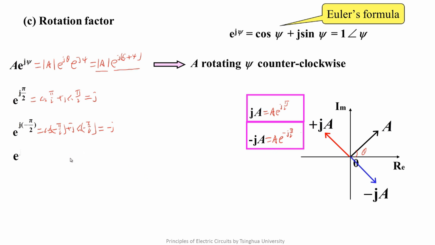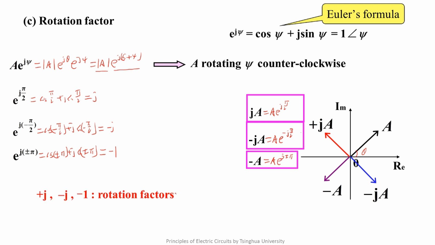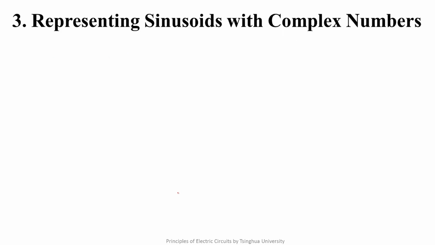The third special situation is that psi equals pi or minus pi, which means this. As we know, cosine pi or minus pi both equals minus 1 and sine pi or minus pi both equal 0. Thus, we know that the answer is minus 1. It means that any complex number times minus 1 equals it times e to the power of j times pi or minus pi, which means it rotates clockwise or counterclockwise 180 degrees. It's the same as your instincts. In this discussion, we can find that j, minus j, and minus 1 are all rotation factors in the world of complex numbers.